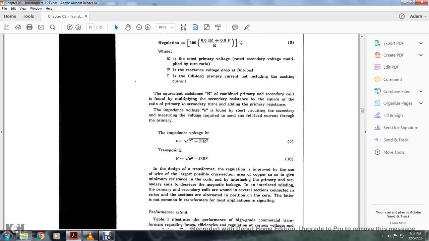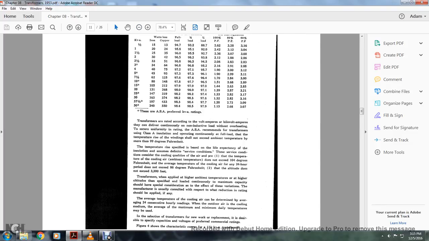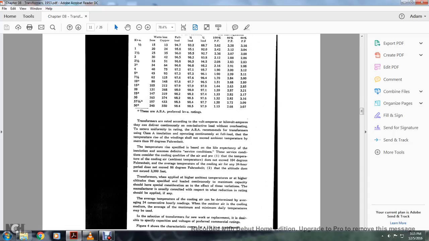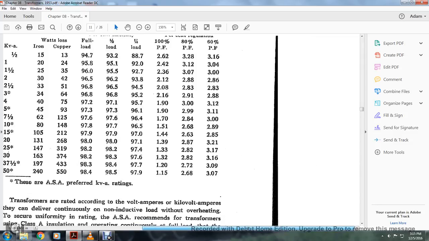Table 1 illustrates the performance of high-grade commercial transformers regarding loss, efficiency and regulation at various voltages. This shows full load, half load, quarter load, 100% PF, 80% PF, 60% PF, kilovolt-amperes, and the transformer rating, I guess the ratio of secondary over primary. It doesn't say. We'll increase the size of this again.